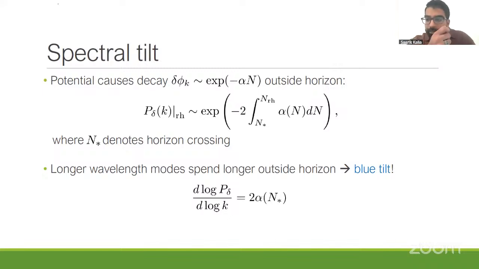Now, the key point and the reason that this all gives us a blue tilt is that longer wavelength modes exit the horizon earlier, and therefore they spend more time outside the horizon. So if longer modes get damped more and shorter modes get damped less, then that is a blue tilt. That is more power at smaller scales. So this is precisely the result we wanted. And in particular, we can see that the size of the blue tilt is governed by the size of alpha, specifically the size of alpha at horizon crossing for a particular mode.